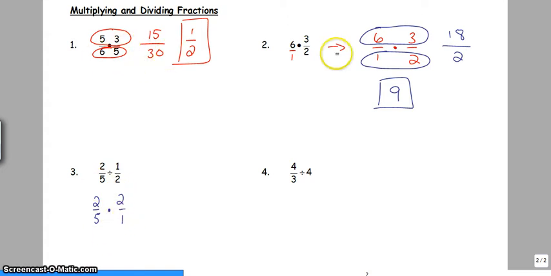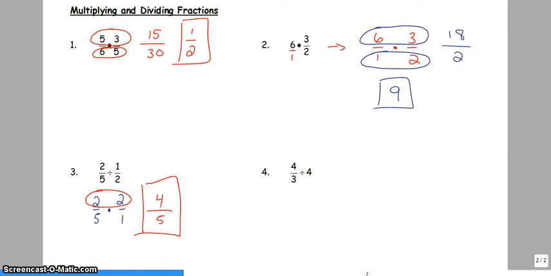Now it's exactly what these problems were. Division is the same as multiplying by the reciprocal. So I'm changing division to multiplication and taking the reciprocal of my second fraction. And I multiply straight across. 2 times 2 is 4. 5 times 1 is 5. Here's my new fraction. I check to make sure it's simplified. 4 over 5 is simplified, so that's my final answer.